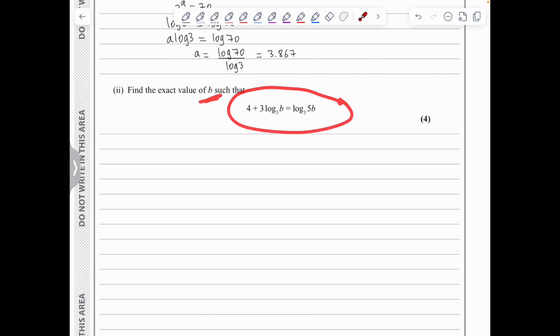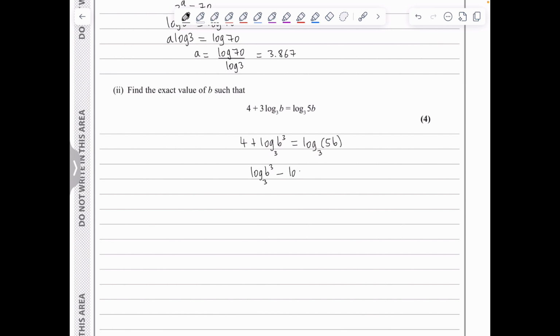In II, we need to determine the exact value of b such that 4 plus 3 log b is log of 5b, all base 3. So the first thing to do is take the 3 up using the power law of logarithms, which leads to 4 plus log of b cubed base 3 is equal to log of 5b base 3. This means that log of b cubed base 3 minus log of 5b base 3 is equal to negative 4.